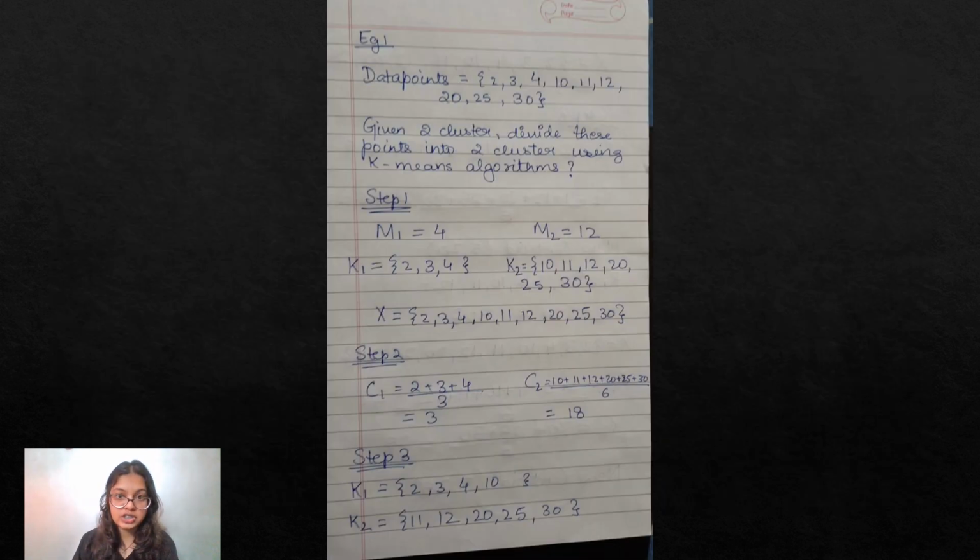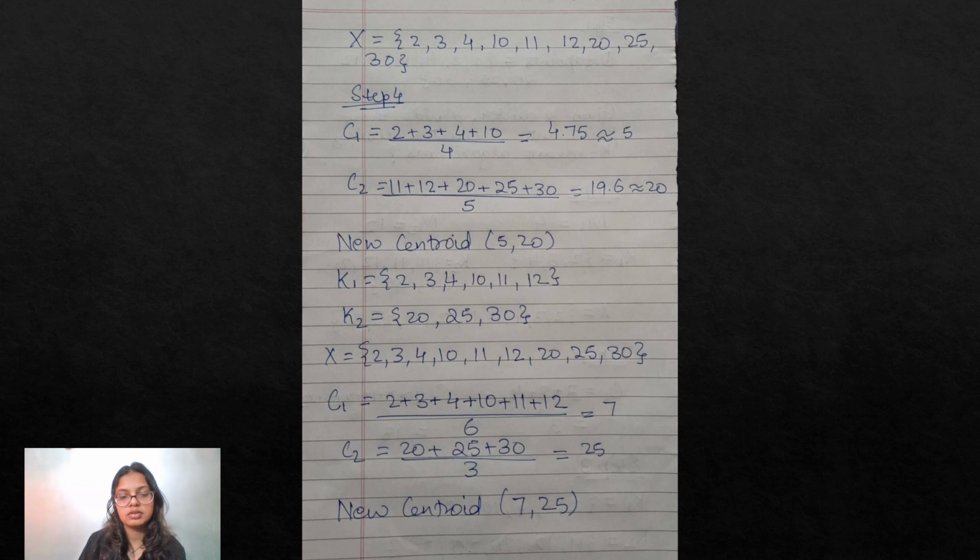This is one of the questions. We have given data points and we need to divide these points into two clusters using the K-means algorithm. So step 1 is we are choosing any random number. Step 2 is we are taking the centroid of K1 and centroid of K2. Step 4 is again where we need to take the centroid of the new K1 and new K2. So this time the centroid is 5, 20.